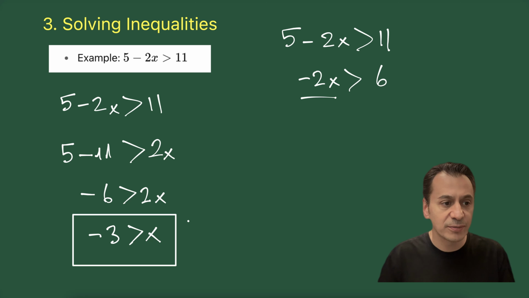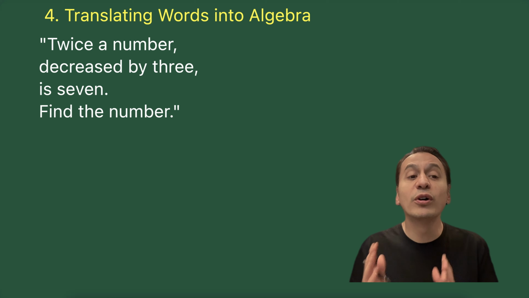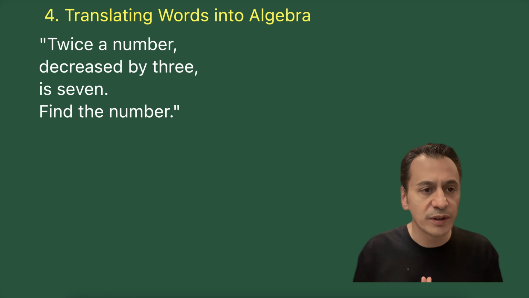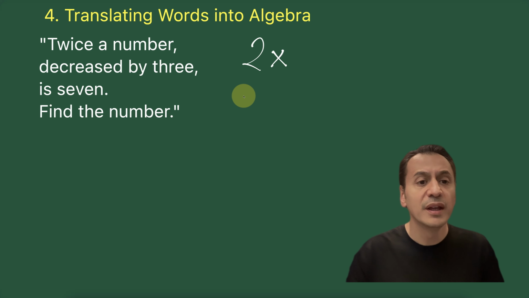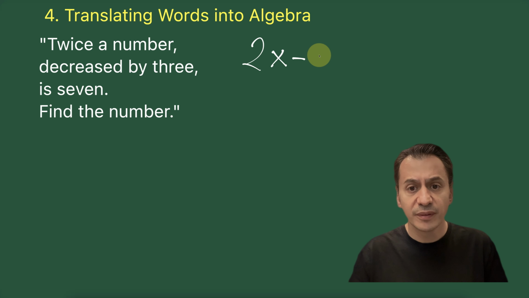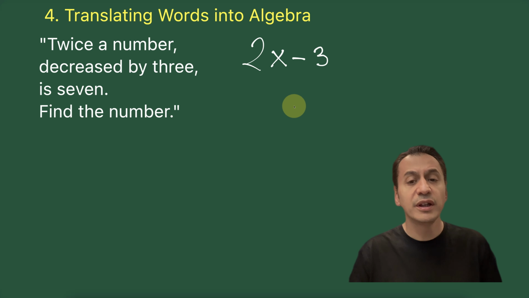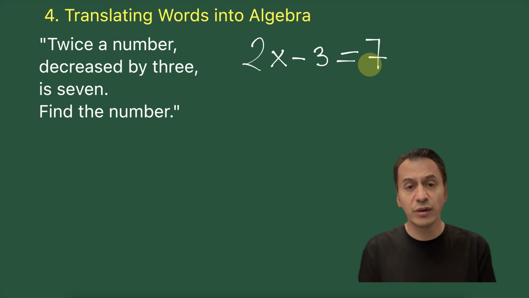When translating words into algebra, you must be extremely careful with where you put the parentheses. And all these questions are just about the order of operations. Let's check out this one. Twice a number means the first thing you have to do is, you don't know what the number is, let's call it x. And since it says twice, I multiply it by 2. Decrease by 3. There you go. Is 7. That means it equals to 7. That's translating words into algebra.